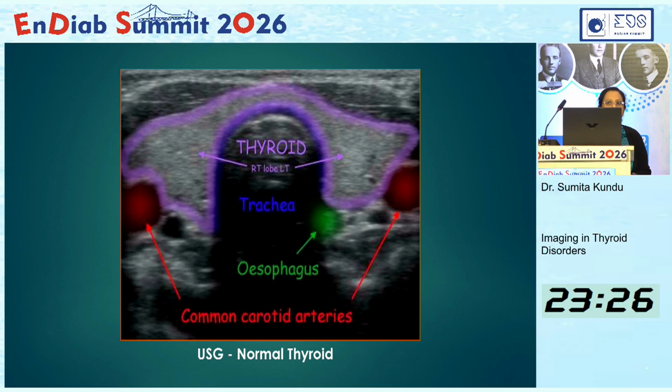So, this is the image of a normal thyroid gland in the axial or transverse plane, where we can see the right lobe, the isthmus and the left lobe, the trachea in the middle, the esophagus marked in green, and the carotid arteries on either side.